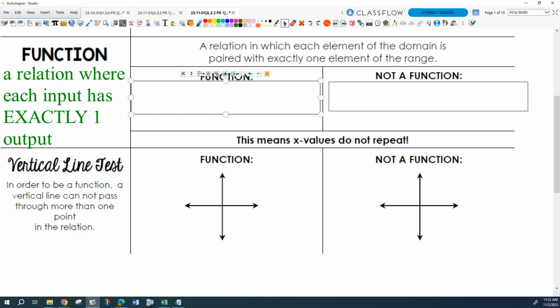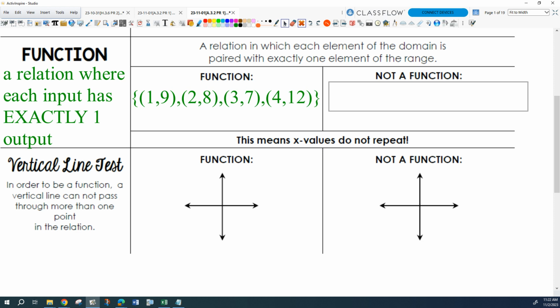Here's an example of a function. Okay, how many input values are there? What are they? They're ordered pairs. Okay, but what are the input values? What's our domain? 1, 2, 3, 4. Yeah, good. The x values 1, 2, 3, and 4. The output values are 9, 8, 7, and 12, right? But notice that each input has exactly one output. If I input a 3, I'm only getting one output, which is 7. And that's true for each of the 4 inputs. So that is a function.